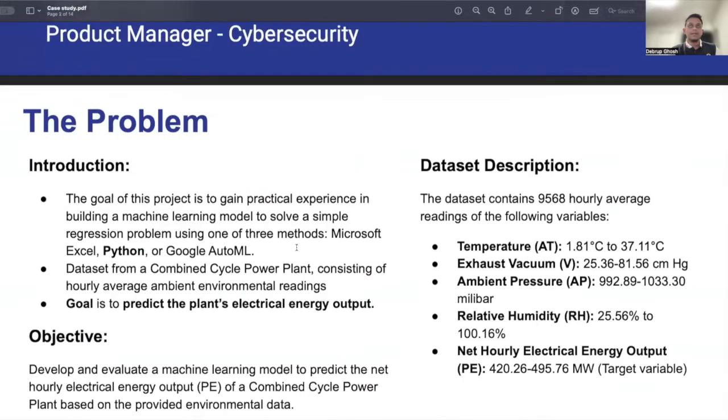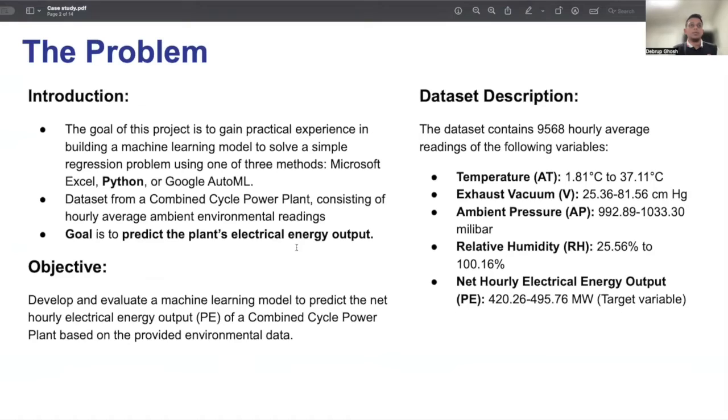So let's start and talk about the problem. In this data set, we can see that there's temperature, exhaust vacuum, ambient pressure, and relative humidity as the four main variables. And what we are being asked is to look at the net hourly electrical energy output, the PE over here. That is the target variable. So it's a fairly standard data set, about 9,500 readings, and it's not a large data set.